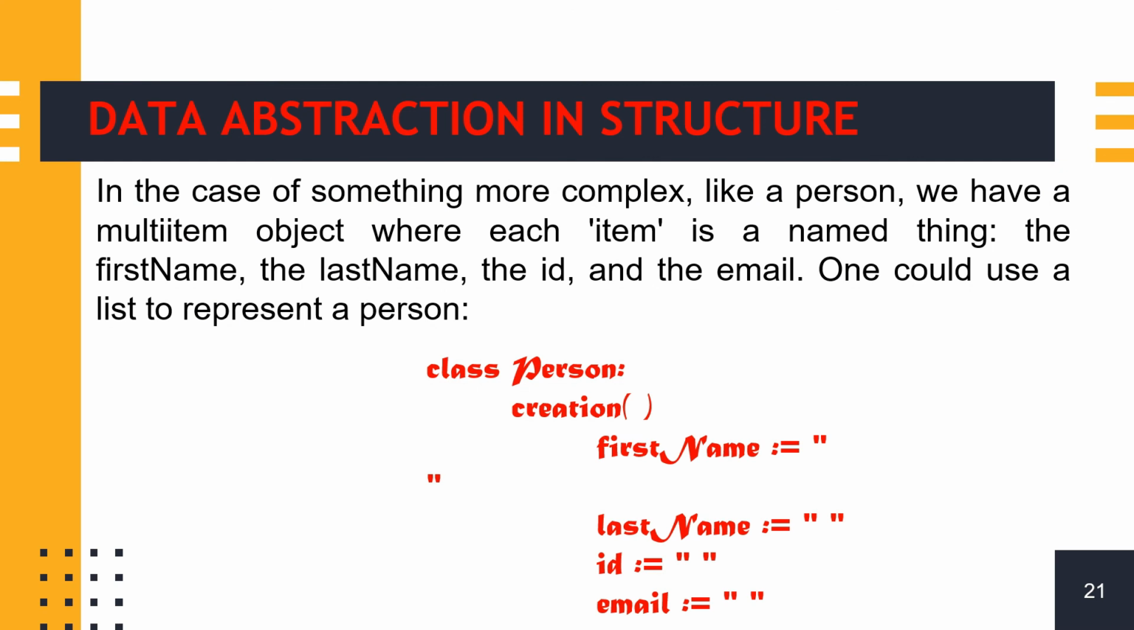Now in the case of something more complex like a person, we have a multi-part object where each item is a named thing: the first name and the last name, the ID and the email. One could use a list to represent a person. Class person, creation, with first name and then last name, ID equal to, and then email.